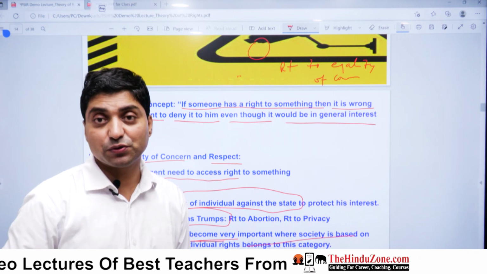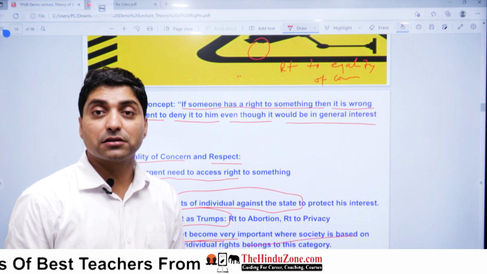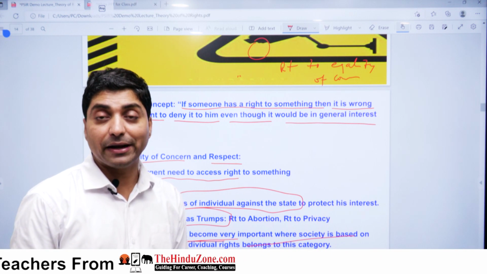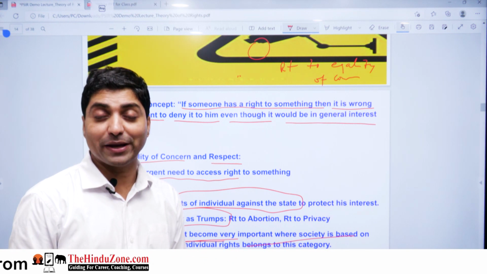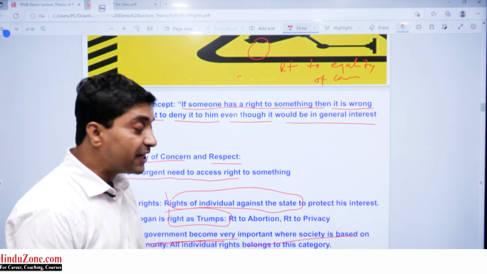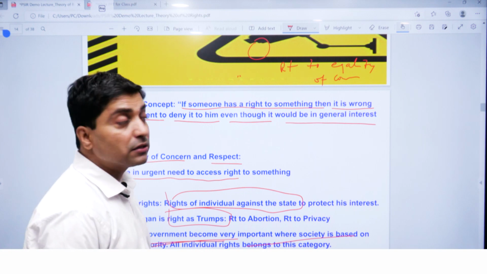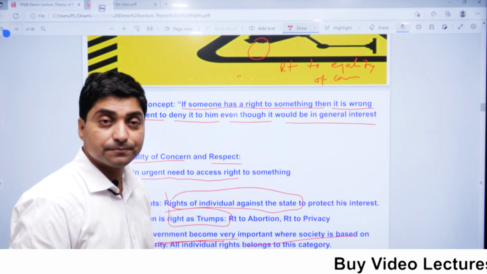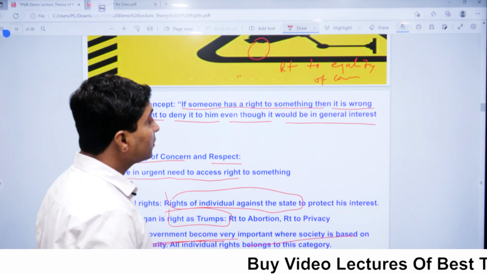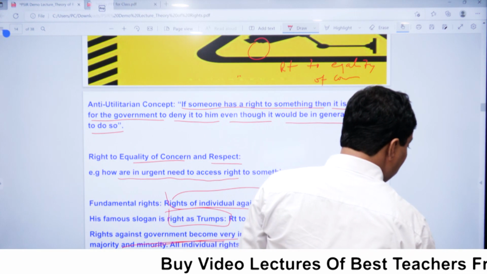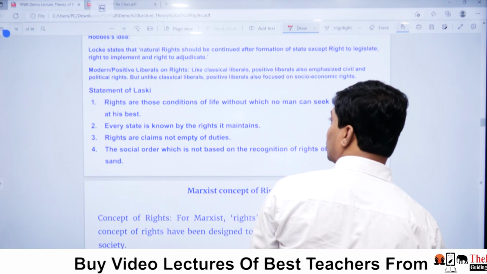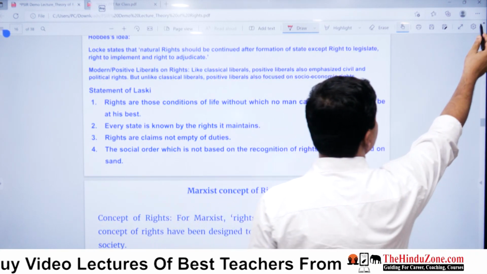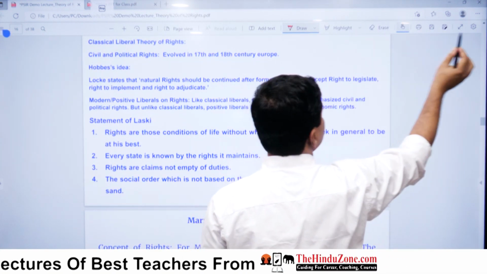And in democracy, if you see, government is rule of the majority. So minority rights should be protected. That was the response of Ronald Dworkin to the utilitarian. Now look at another theory. So we have done the utilitarian theory of rights. Now come to the liberal theory of rights.